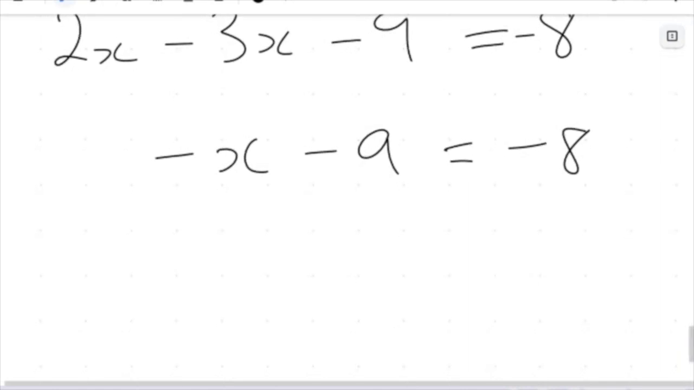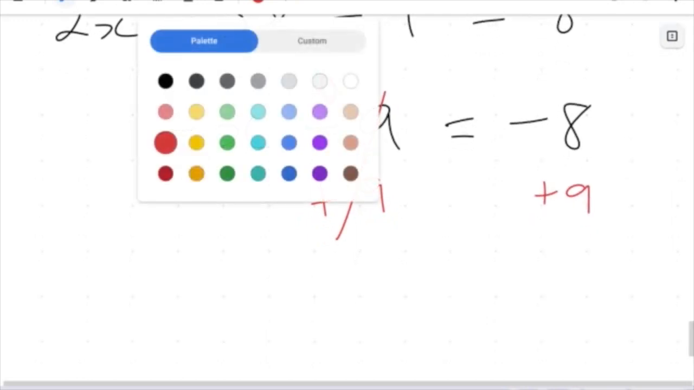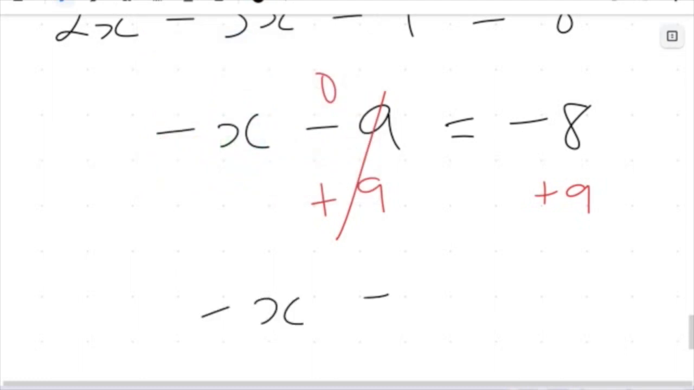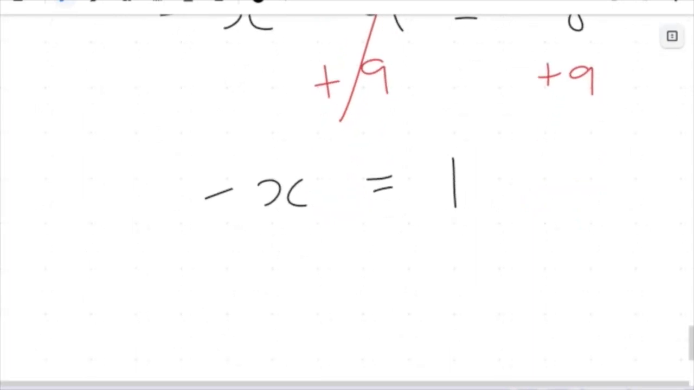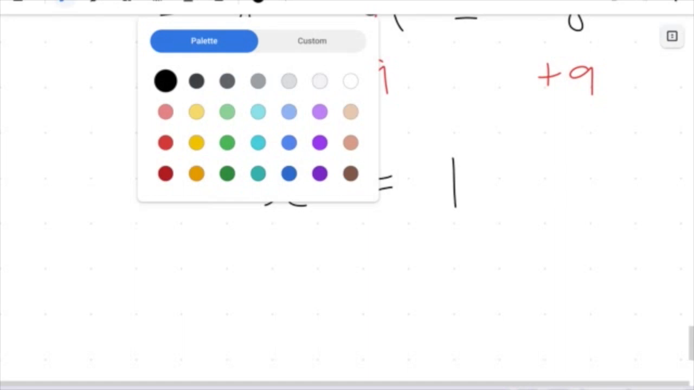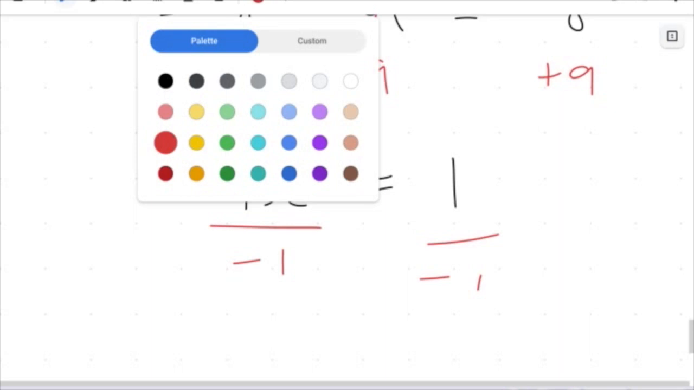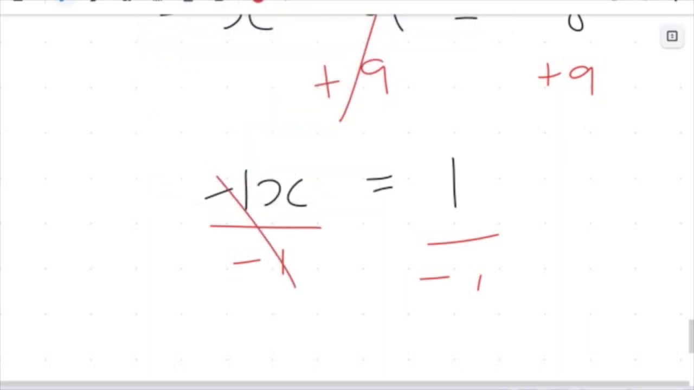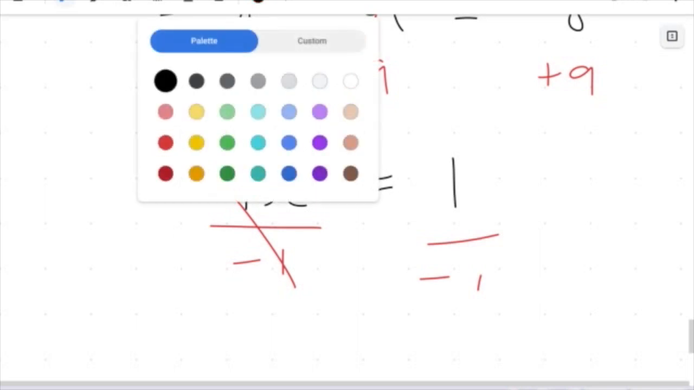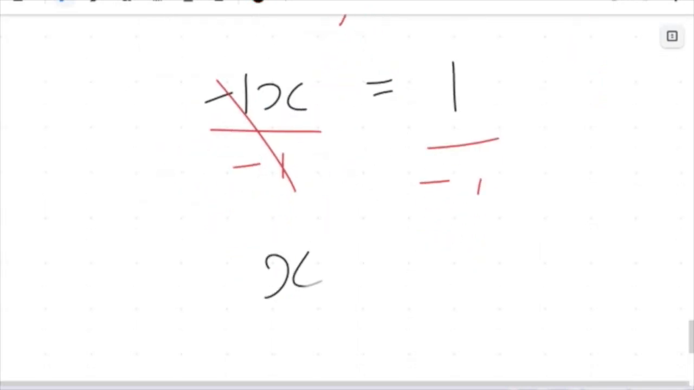Okay, so now I just want to solve the equation. So I can add my 9 here. That gives me negative x on its own. So I get negative x equals to minus 8 plus 9. That gives me 1. And minus x equals to 1. So I can undo this by just dividing by minus 1 on both sides. Because this is like saying minus 1 lot of x. So dividing negative 1 by negative 1, that's going to cancel these out, leaving me just x on its own. And I get negative 1 on the right-hand side.